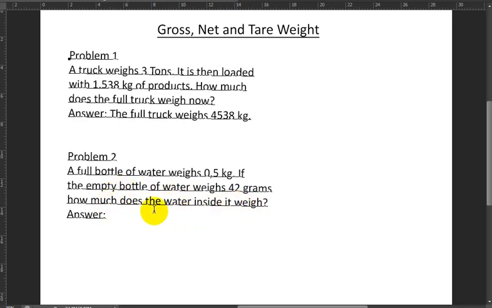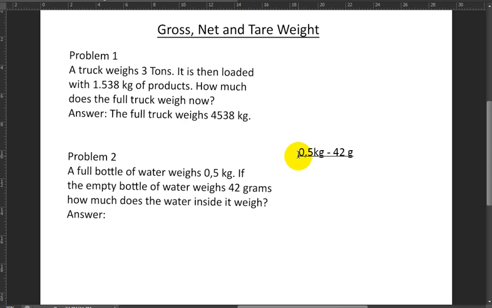Since we're asking about the water inside the water bottle, that means we're asking for the insides, which is the net weight, meaning that we need to find the difference between the other two. We need to subtract. But what am I going to subtract from what? Well, I need to subtract the tare weight from the gross weight. Tare weight in this case would be the empty water bottle, so 42 grams, from the gross weight, which is the weight of the full bottle, so 0.5 kilograms. So I need to do 0.5 kilograms minus 42 grams.